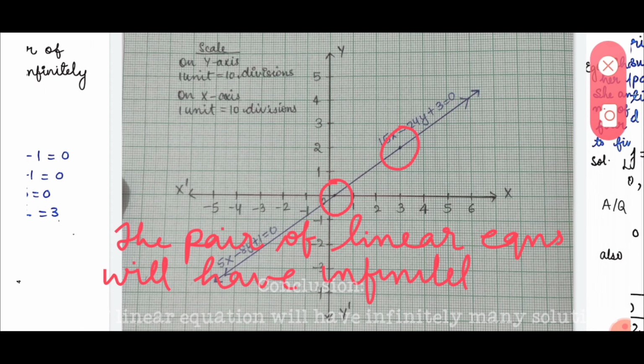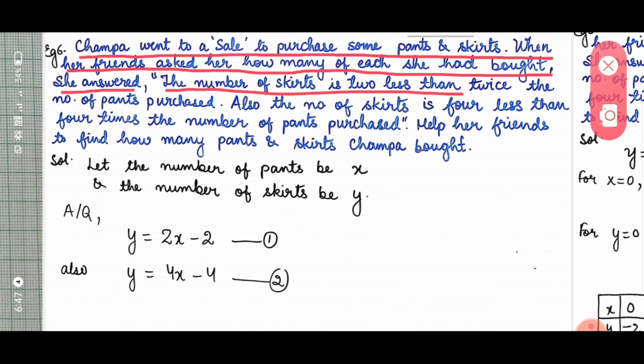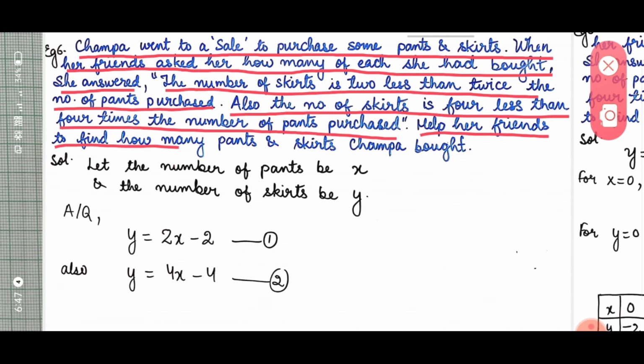Example 6 says Champa went to a sale to purchase some pants and skirts. When her friends asked her how many of each she had bought, she answered, the number of skirts is 2 less than twice the number of pants purchased. Also, the number of skirts is 4 less than 4 times the number of pants purchased. Help her friends to find how many pants and skirts Champa bought.